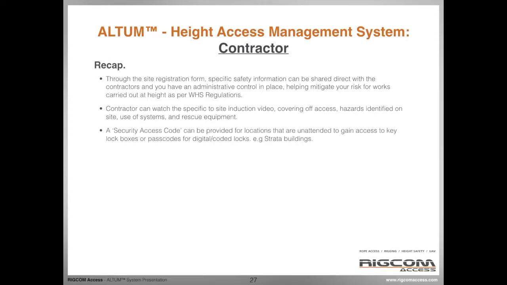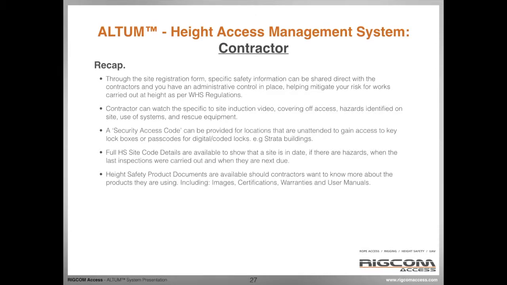A security access code can be provided for locations that are unattended to gain access to key lockboxes or passcodes for digital coded locks, such as strata buildings. Full height safety site code details are available to show that the site is in date, if there are hazards, when the last inspections were carried out, and when they're due next.